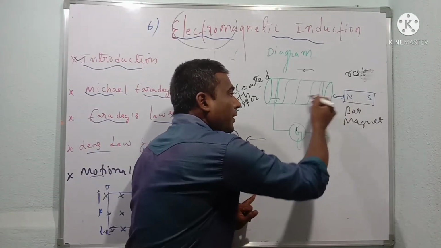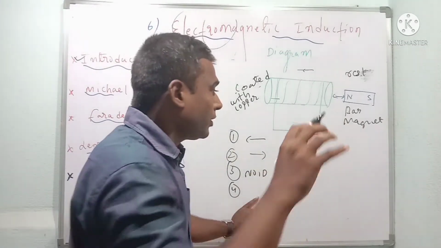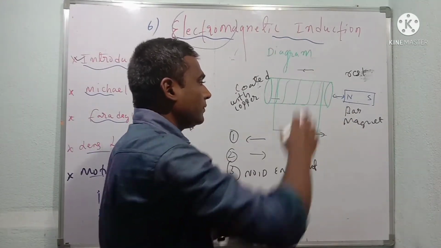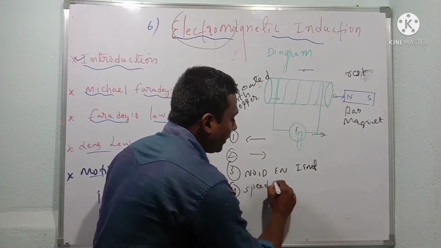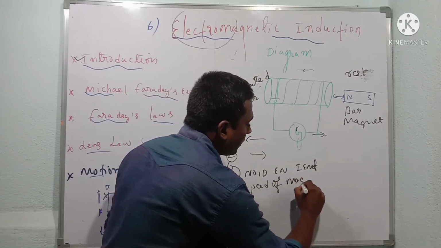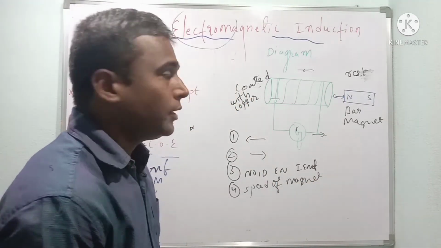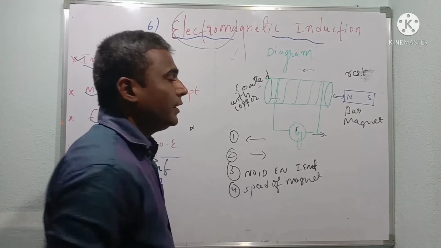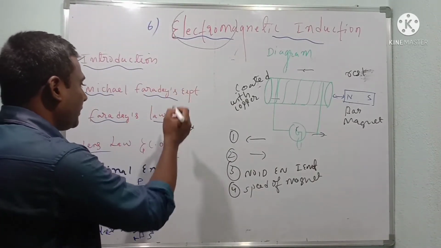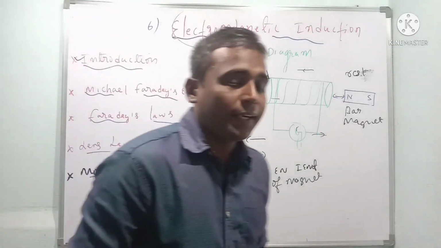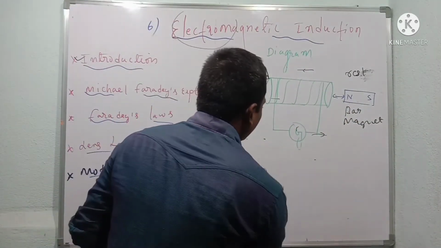So the induced EMF also depends upon the speed of the magnet. By concluding these things, he told that even if I increase the speed of the magnet, I can also increase the EMF or induced current. So by concluding these things, he made two laws, called Faraday's laws of electromagnetic induction. Let us understand very fast.